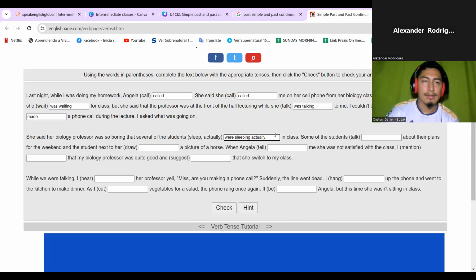Some of the students were talking about their plans for the weekend, and the student near to her was drawing a picture of a horse. Okay, that's good. We can continue the next part.